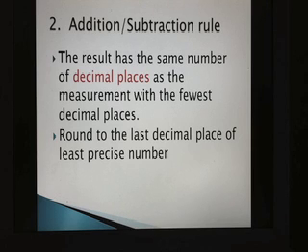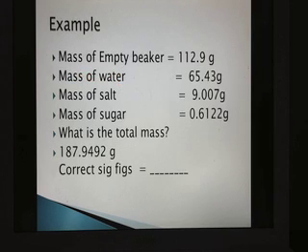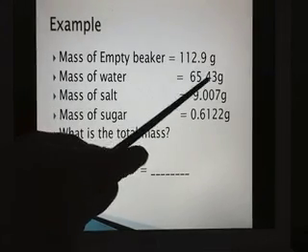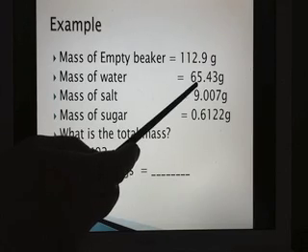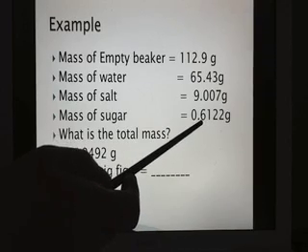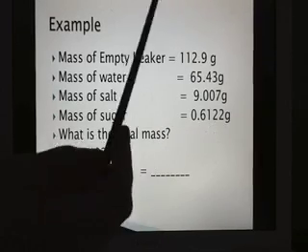Addition and subtraction is slightly different. The result has the same number of decimal places, notice it's in red, as the measurement with the fewest decimal places. And we're going to round to the last decimal place of the least precise number. What does that look like? Well, we had a mass of an empty beaker of 112.9 grams. Mass of water was 65.43 grams. The mass of salt was 9.007 grams. We added some sugar. It was 0.6122.